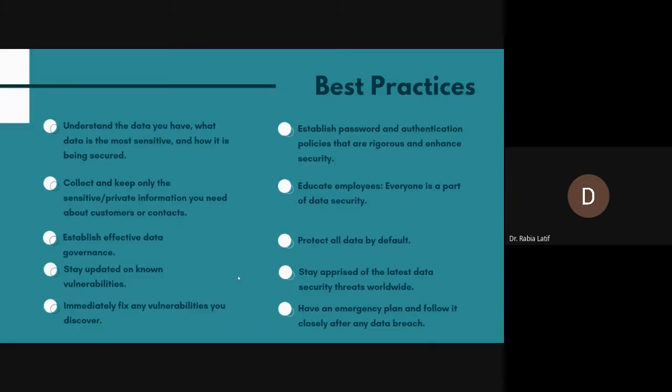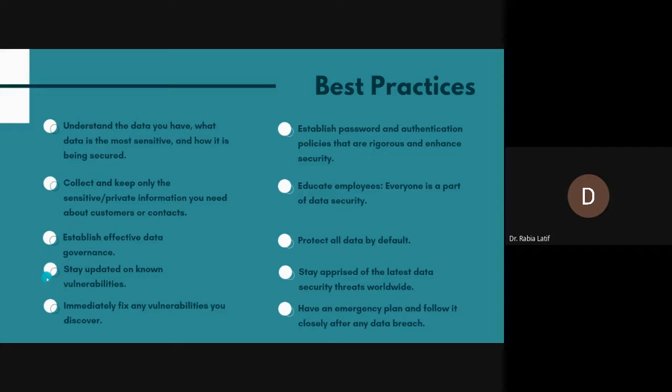Okay, so the other best practices include: understand the data you have. First, you have to understand your data criticality, what data is most sensitive, and how it is secured. Definitely, this is again data classification. The second one is to collect and keep only the sensitive private information that you need about your customers. Don't ask for additional information. Establish effective data governance. Governance's responsibility is to define the protection policies, so definitely you should define effective data security policies.